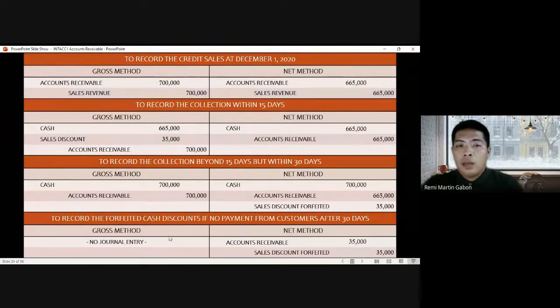But assuming no payments have been made by the customers even beyond 30 days, the collection period, gross method will no longer have any adjusting entry for that. Reason why no adjusting entry? Because sa initial record natin, wala namang binawas na cash discount. But under net method, assuming no payment, our 665,000 will be grossed up by debiting accounts receivable for 35,000. So we are recognizing as if we are grossing up, or reconciling the net method to gross method. So, adding 35,000 debit to accounts receivable, magiging 700,000 na rin yung initial record natin. Then, credit tayo ng sales discount forfeited. So, other income yung treatment dito. Okay?